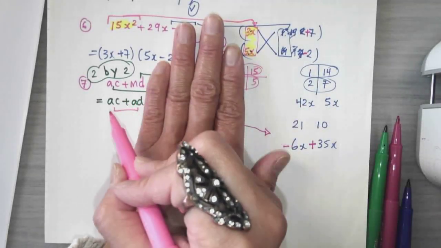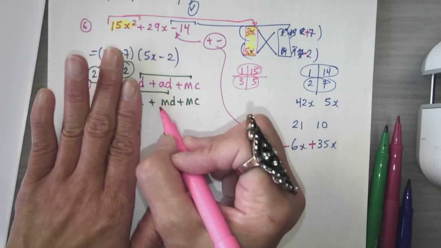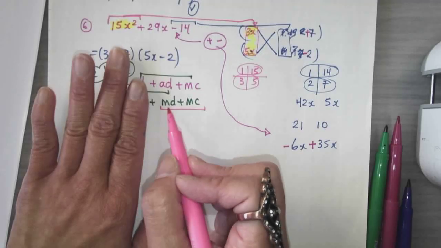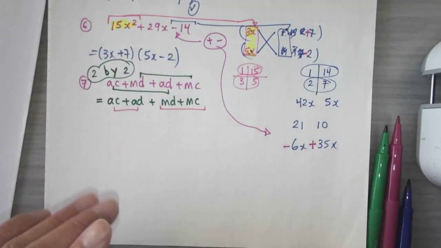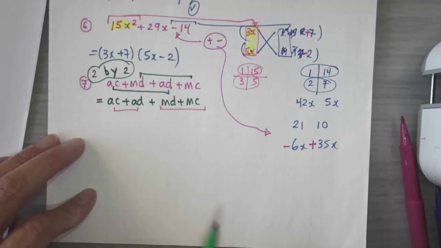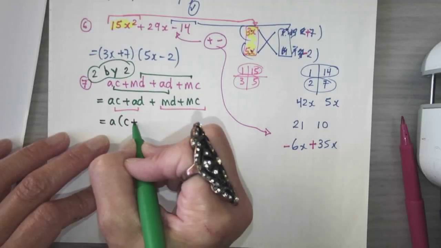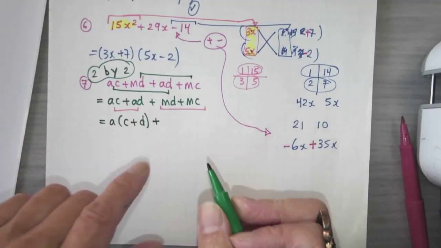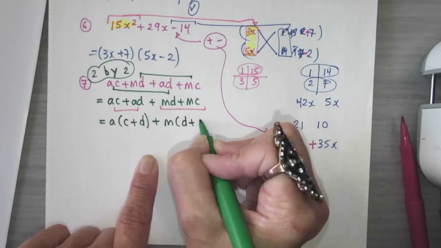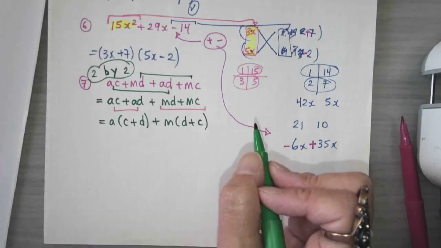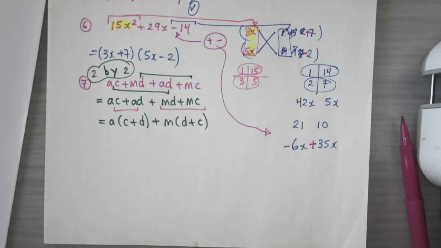And now try again. Can you factor something out of those 2? AC, AD, you can factor out the A. If I take out A, you're left with C plus D. Here, MD, MC, I can take out an M, and I'm left with D plus C. So let's try that, because that does sound promising. So we're going to take out an A, and we're left with C plus D. I'm going to take out an M, and we're left with D plus C.